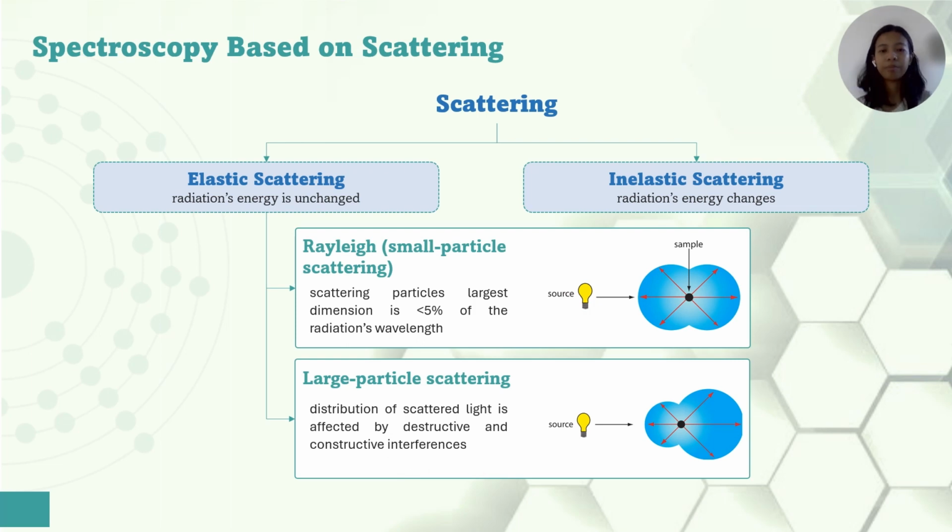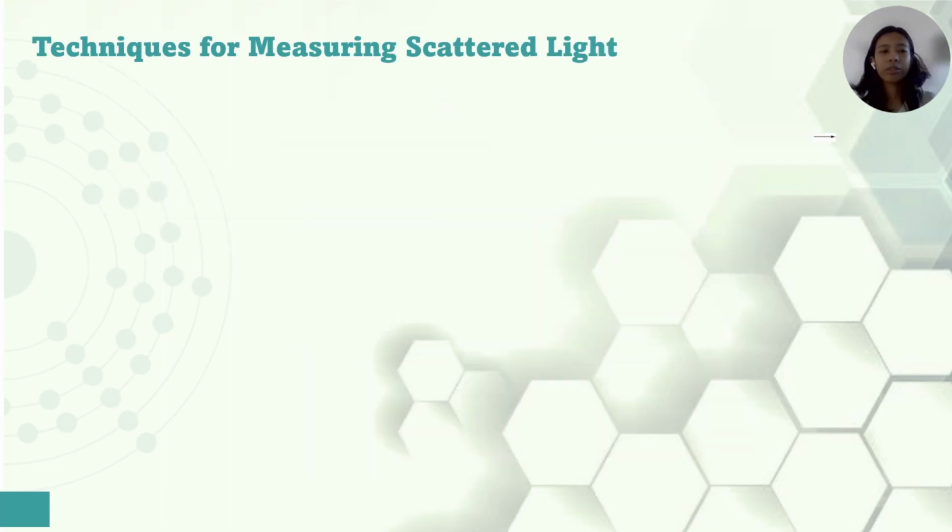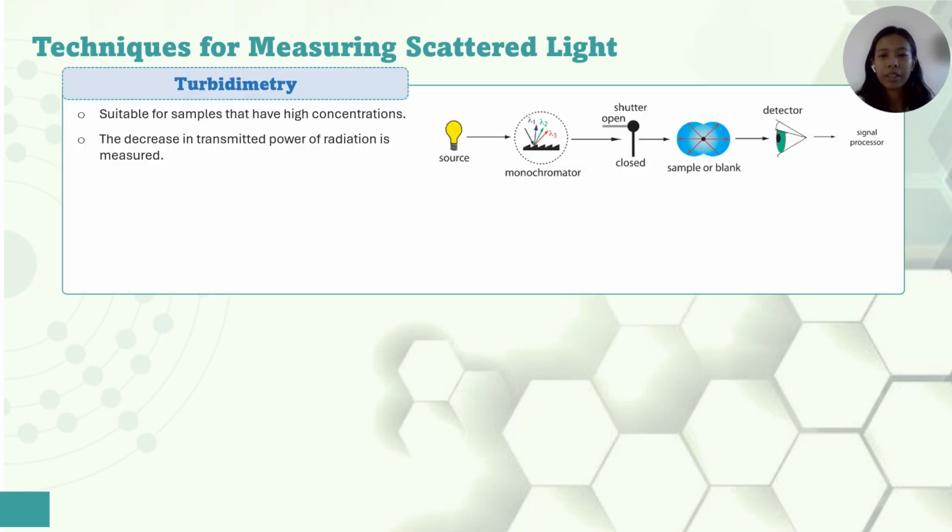There are also two techniques for measuring scattered light. The first one is turbidimetry. The light source is in line with the detector, and the intensity of light transmitted through the sample is measured. Wavelength selection is necessary to avoid other radiation that may interfere and be absorbed by the sample. Moreover, turbidimetry is suitable for samples that have high concentrations.